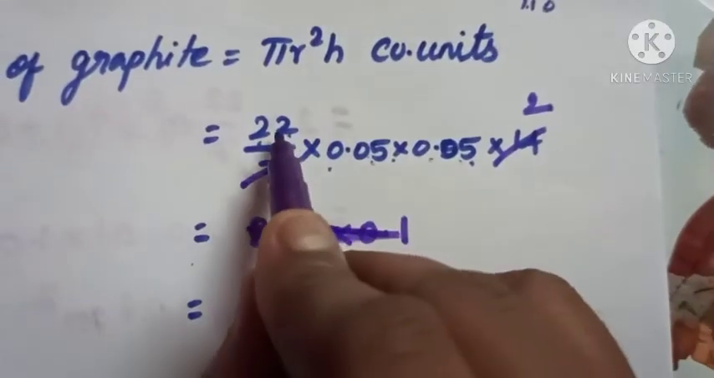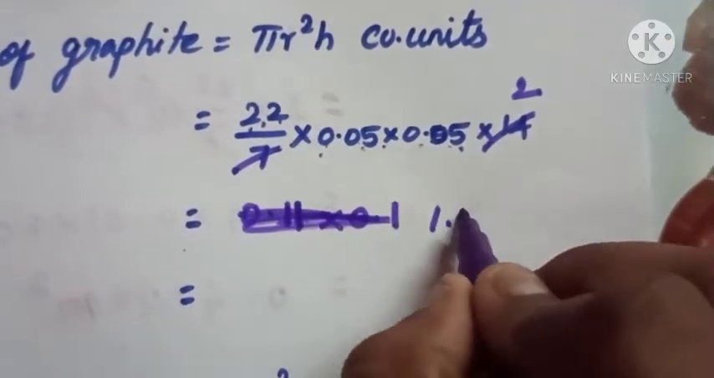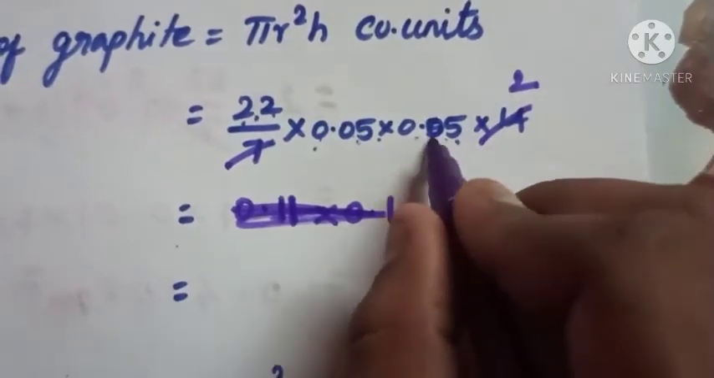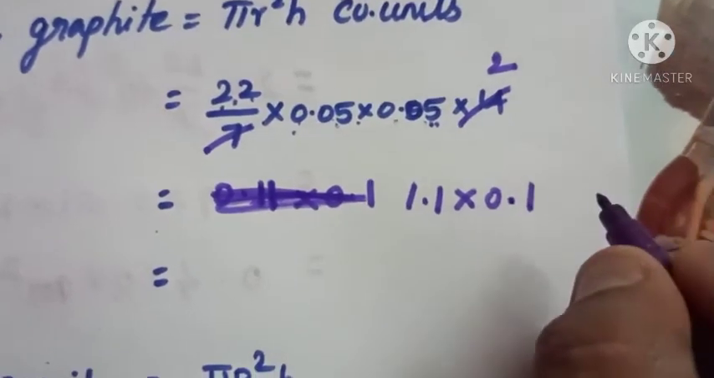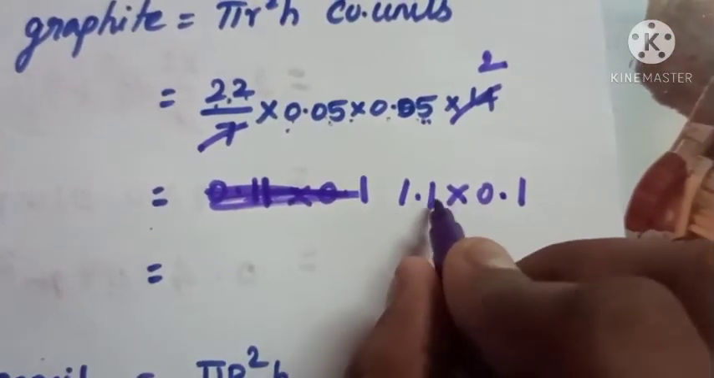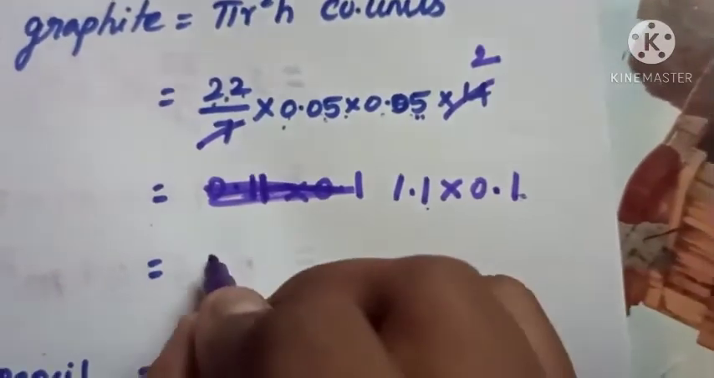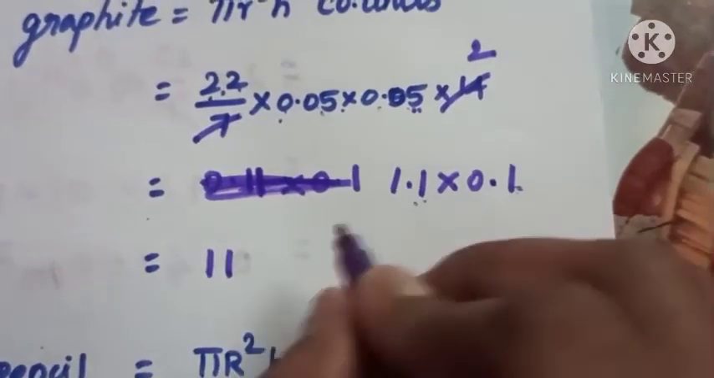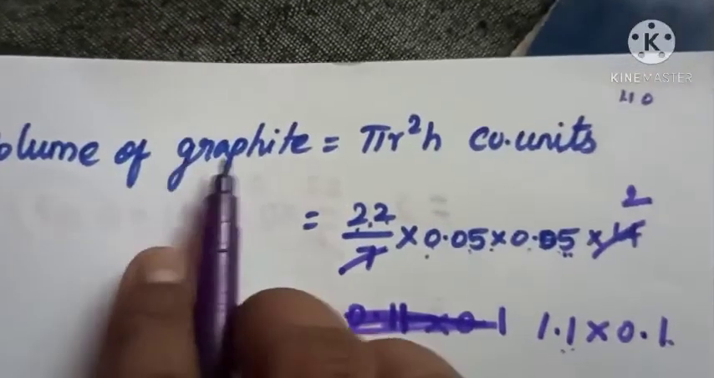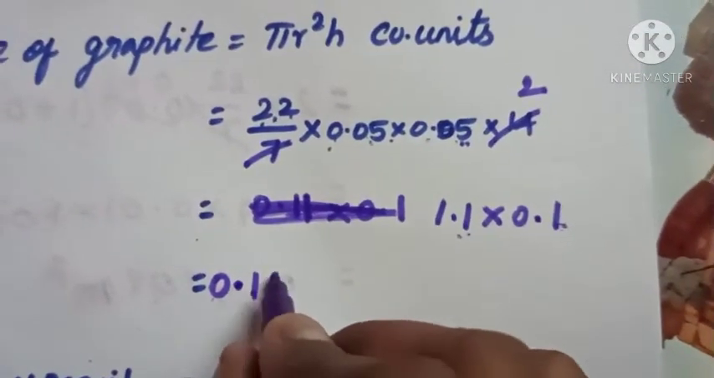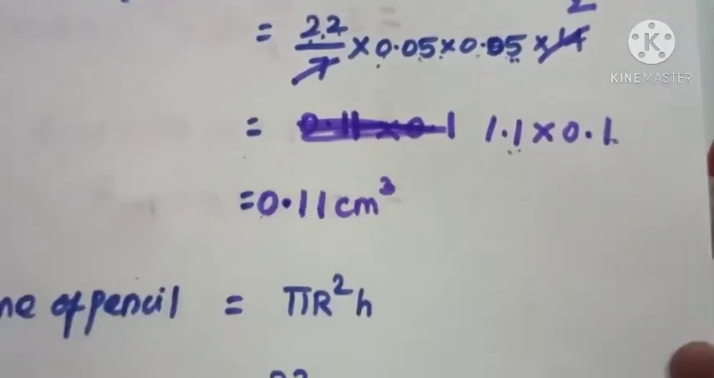Now we multiply 22 into 0.05, you get 1.1, into 2 into 0.05, you get 0.1. Normally when you multiply, you don't consider the decimal value. So this is 11, 1 into 11 you get 11. How many decimal points? 1, 2. So you put the decimal point after two places. Now the volume of graphite is 0.11 centimeter cube.